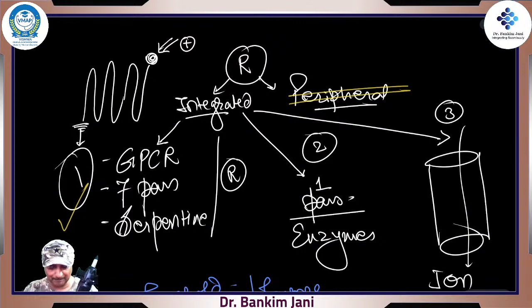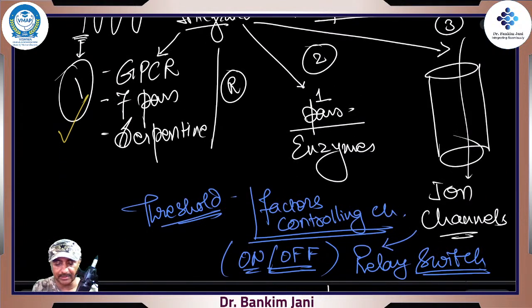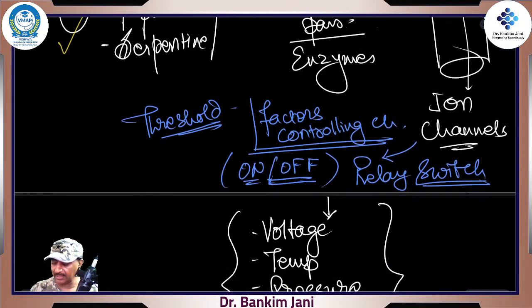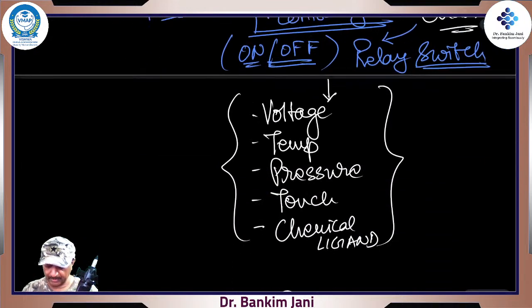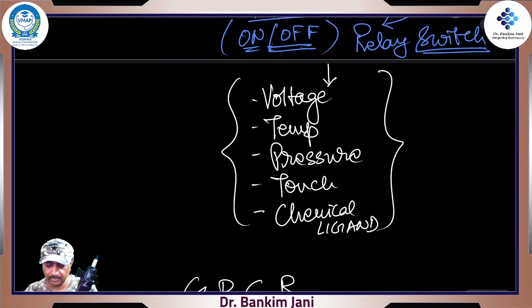Our biology story, and here is our receptor, integrated and peripheral, something which we have not touched today, right? We'll take it tomorrow. This is integrated, 3 types: GPCR, 7 pass or serpentine, the second type, which is 1 pass enzyme, and the third type, which is the ion channels, right? There are factors controlling these channels. They act like a relay switch, an on-off switch. When that threshold is reached, tack, that channel opens and things start moving, right? These channels can be controlled or operated by the voltage, changes in the voltage, right?